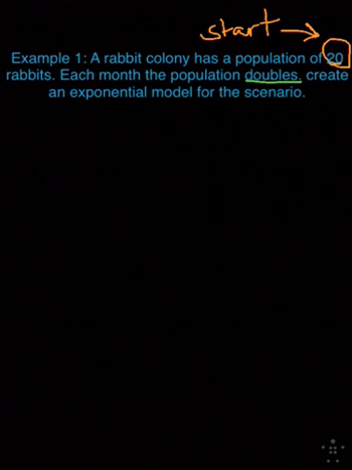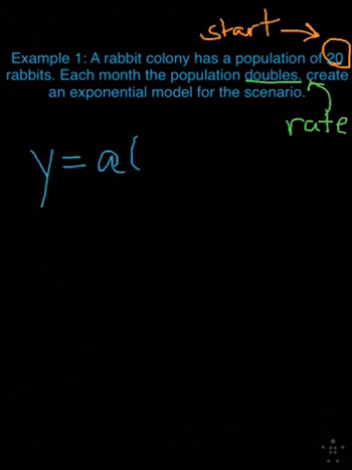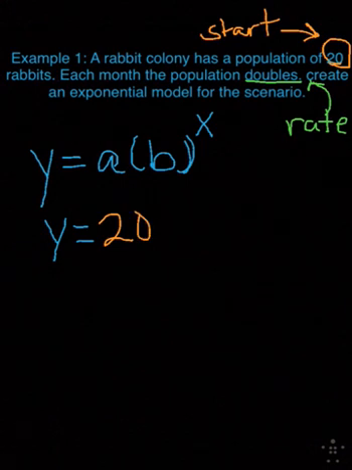And then it also said that it doubles. Well, doubling sounds like a rate, right? So when we're writing our equation, our y equals a b exponent x, right? Well, remember, a is the starting amount. That's the initial value. And b is our rate. So we're going to have y equals a, which is 20, parentheses, our rate, which is b, doubles. Remember, doubles means times 2. And then our exponent is x, right? So that would be the general equation.